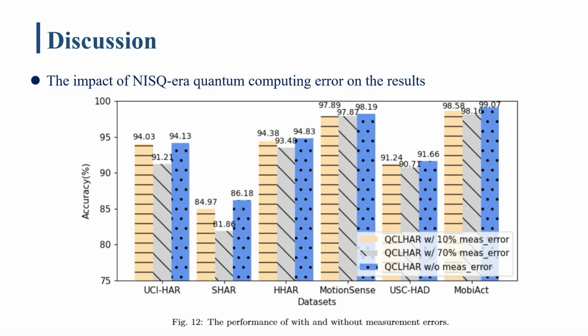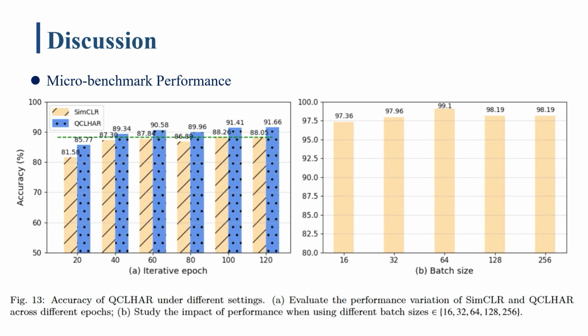We also consider robustness against different measurement errors, because if we use a NISQ quantum computer, it has some errors. Even if we include that, our performance and accuracy stay the same. Also, other things like micro-benchmark performance, such as batch size and iteration, you can see shown here.